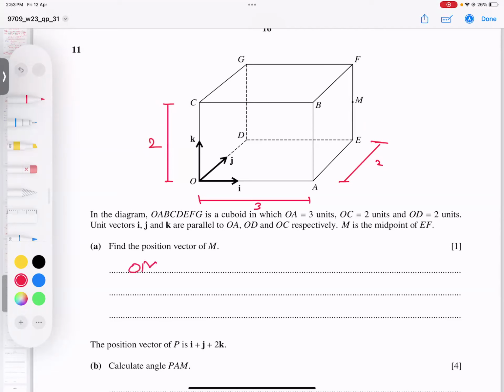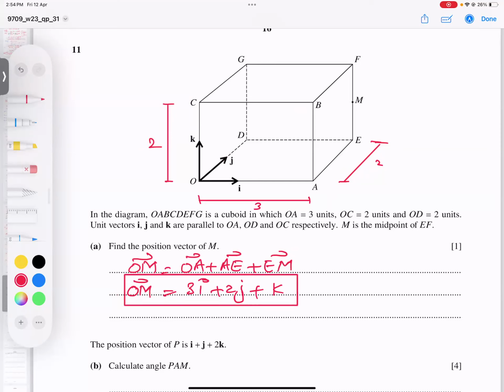So I'm looking for OM. What is the path? I must write O to A to E, and then to M. Let me write the path: O to A plus A to E plus E to M. If I apply it, O to A is 3i, A to E is 2j, and E to M is half of it, so 1k, or k only. So this is my answer, OM. I believe the point is very clear, and we write in order already: i, j, and k. So this part is clear.